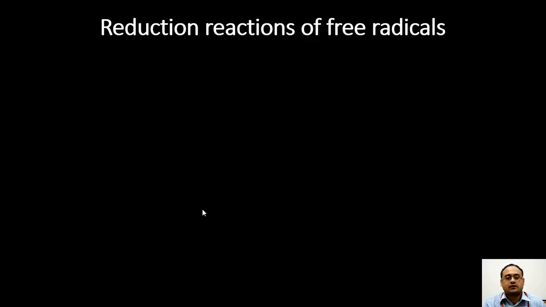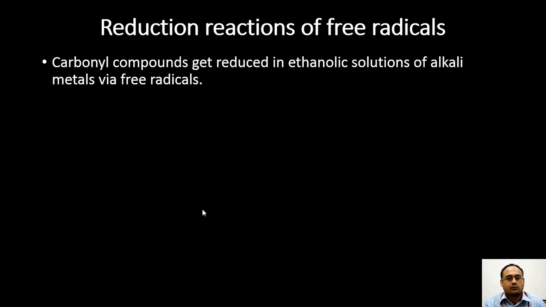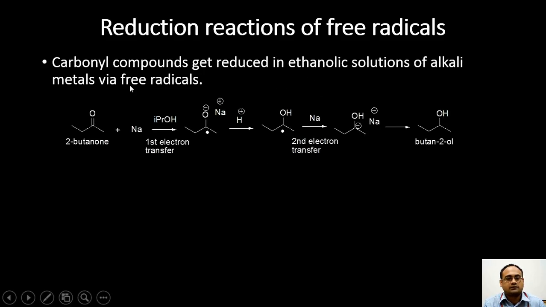Now another set of interesting reactions that free radicals undergo are the reduction reactions. Carbonyl compounds generally get reduced in the presence of ethanolic solutions and alkali via free radicals. This is exemplified by this reaction. 2-Butanone, when it is treated with sodium metal, first undergoes electron transfer from sodium to the carbonyl compound. This bonding pair goes to oxygen, gets a negative charge here, and the extra electron coming from the sodium is found as a radical here.